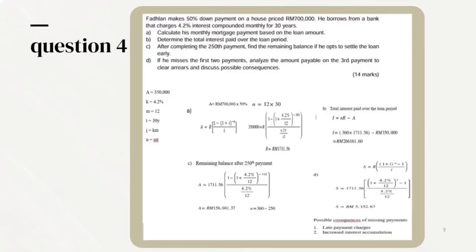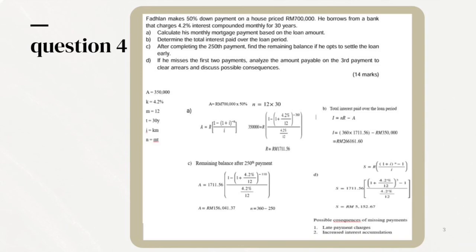Question 4. Fadlan makes a 50% down payment on a house priced at RM700,000. He borrows from a bank that charges 4.2% interest compounded monthly for 30 years. A. Calculate his monthly mortgage payment based on the loan amount.